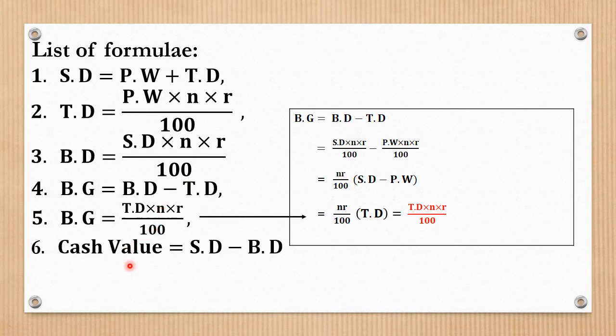Next is cash value. Cash value, we know, is the amount the bank gives to the drawer by deducting the banker's discount. That is called what? Cash value. That is sum due minus banker's discount.